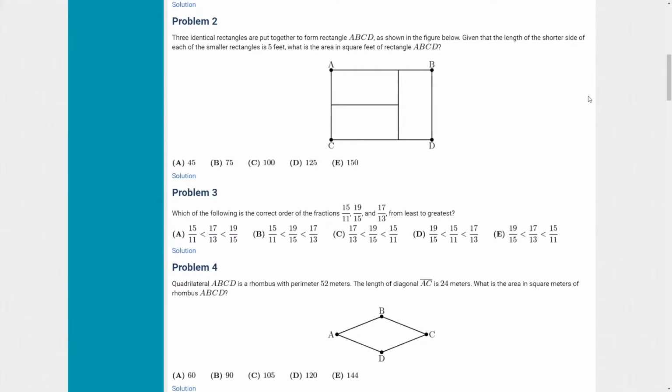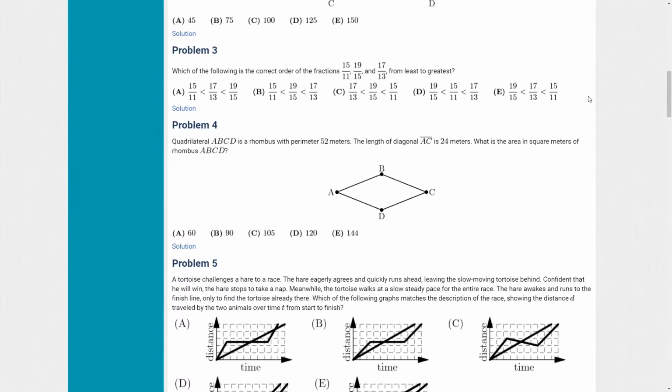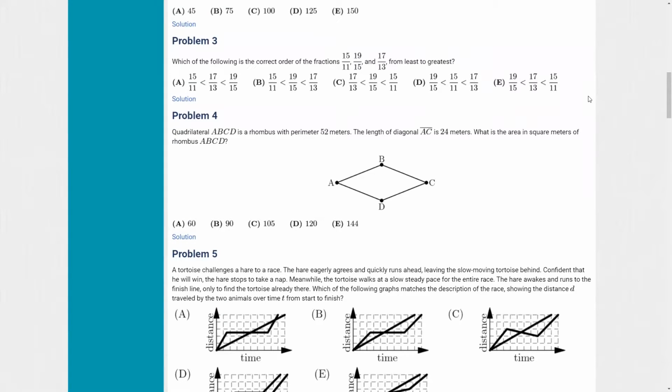Problem number 3. Which of the following is the correct order of the fractions 15 over 11, 19 over 15, and 17 over 13 from least to greatest? So, with problem number 3, first we need to understand how to compare fractions from least to greatest.